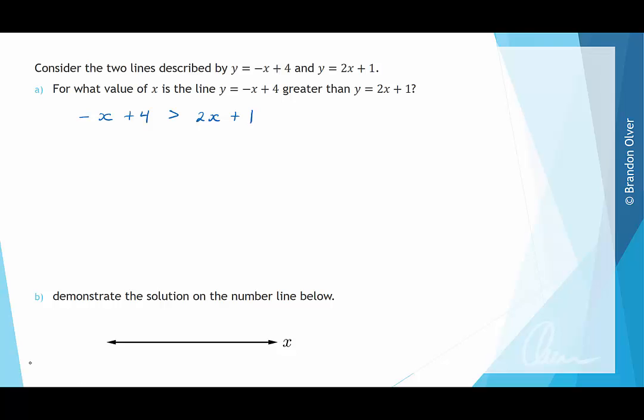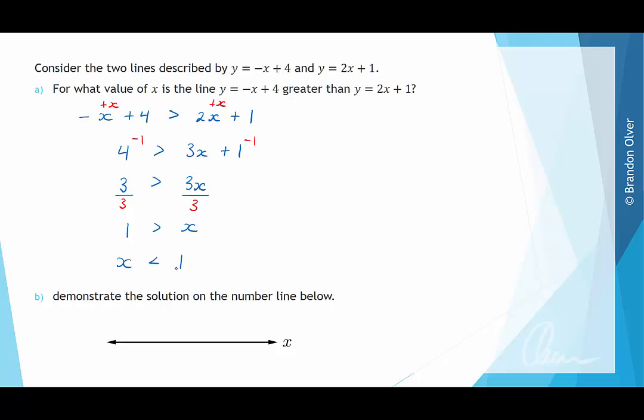So to start off, we're just going to treat this as almost an equation. So we're going to get all the x terms on one side and all the non-x terms on the other. So what we want to do is add x to both sides, which will give us 4 is greater than 3x plus 1. Then we need to subtract 1 from both sides, and that will give us 3 is greater than 3x. And then to get x by itself, we're going to divide both sides by 3. That gives 1 is greater than x, or x is less than 1.